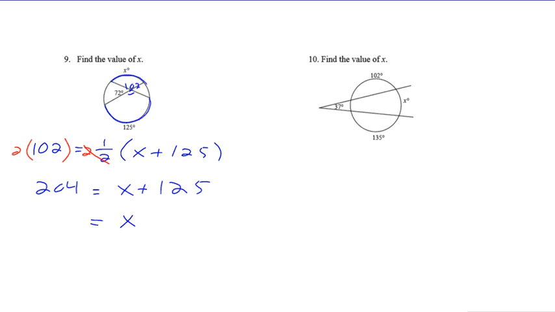Subtract 125, and x equals 79 degrees. Next problem.